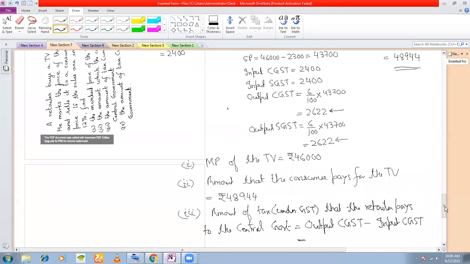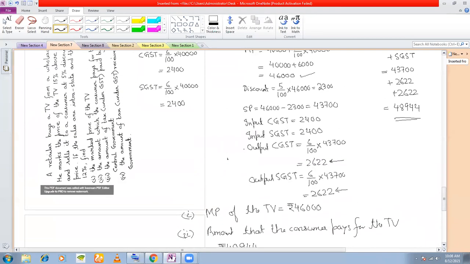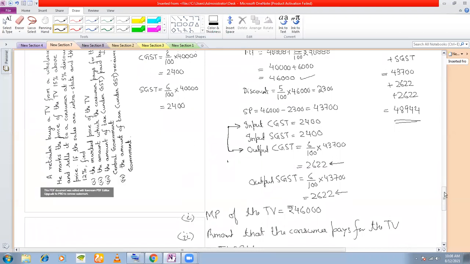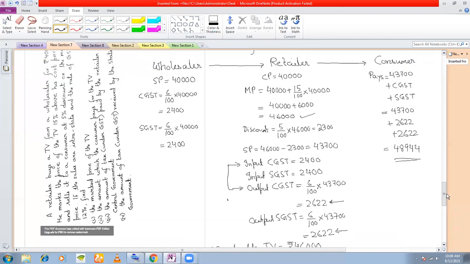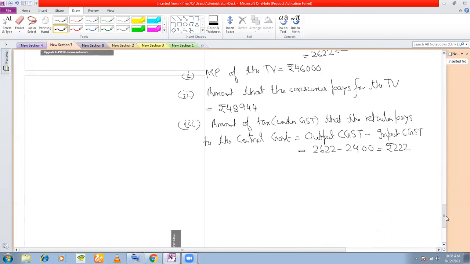And what is his output here? Look at the retailer. Output CGST is this, and input CGST is this. So you take the difference of these two, which is 2,622 minus 2,400. So this comes to rupees 222. This is the tax that he is paying to the central government. Fourth one, the amount of tax under GST received by the state government.